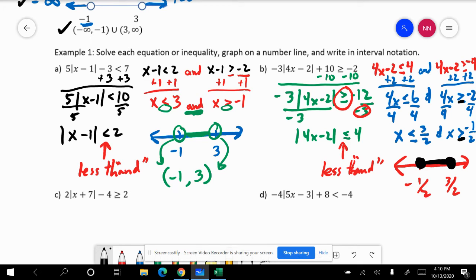Now, because I have two closed circles, I'm working with brackets because it actually includes the number, and I have negative 1/2 and 3/2.